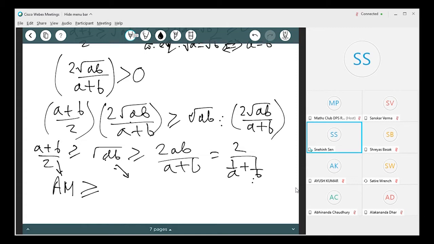The best thing is to take a root to make the dimension the same. If we assume A less than B, then show that A is less than root AB is less than B.